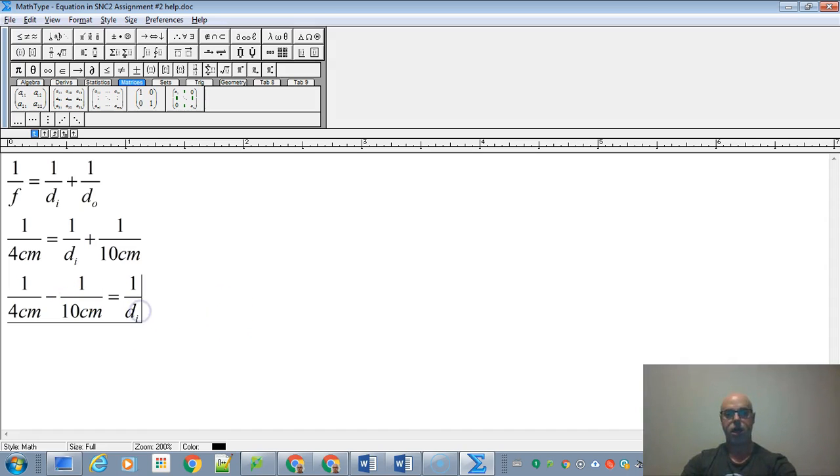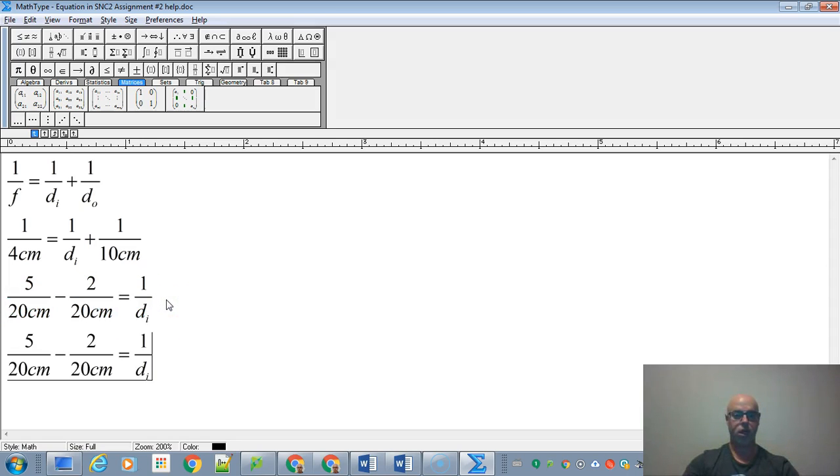Okay, and then of course you need a common denominator. So 4 and 10 both go into 20 conveniently. So I'm just going to make that 2/20ths, and I'm going to make this 5/20ths. There we go. Okay. And so 5 subtract 2 is 3. We're going to get 3/20ths. And then all we got to do is just invert and cross multiply.